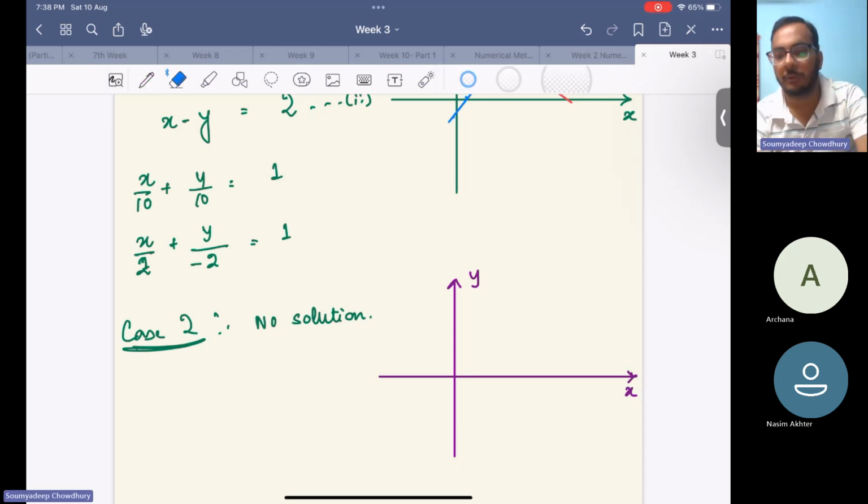So when do you think two straight lines do not intersect? What are those lines called? Two straight lines which do not intersect at any point. Parallel, they are parallel lines. So that is the case.